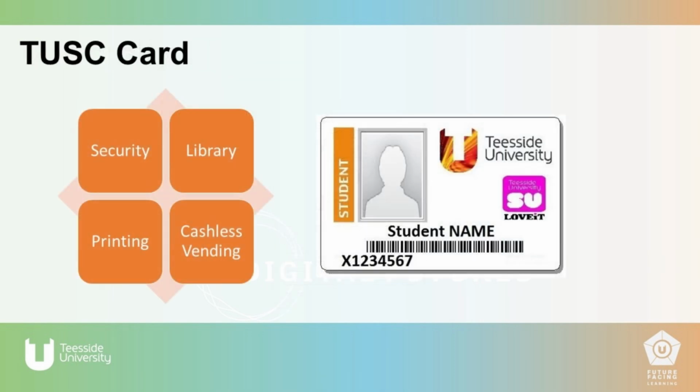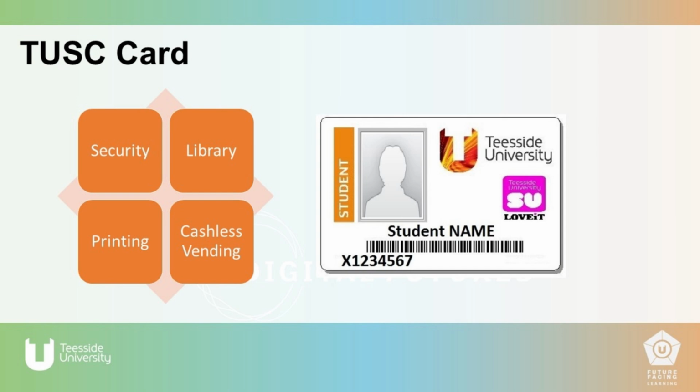In this section, we are going to look at your Tusk card and how it can be used across campus. Tusk stands for Teesside University Smart Card. It is issued to all members of the university community and has several benefits. Firstly, the card is used for security purposes across campus to identify you and also to allow access to buildings and certain labs which are secured.